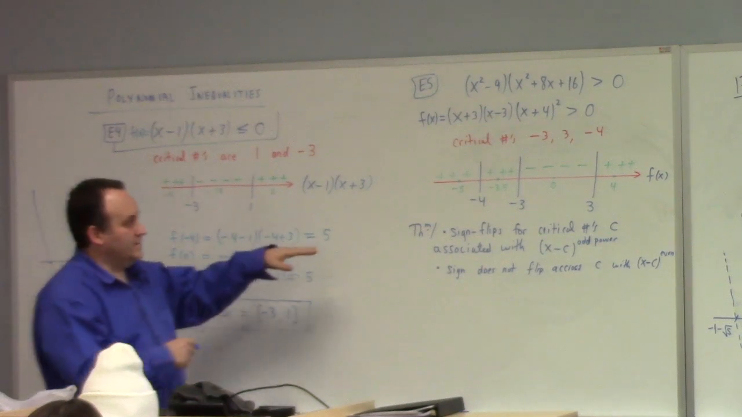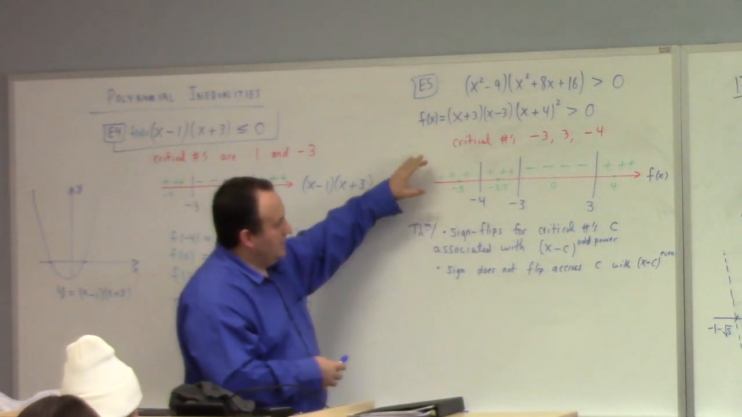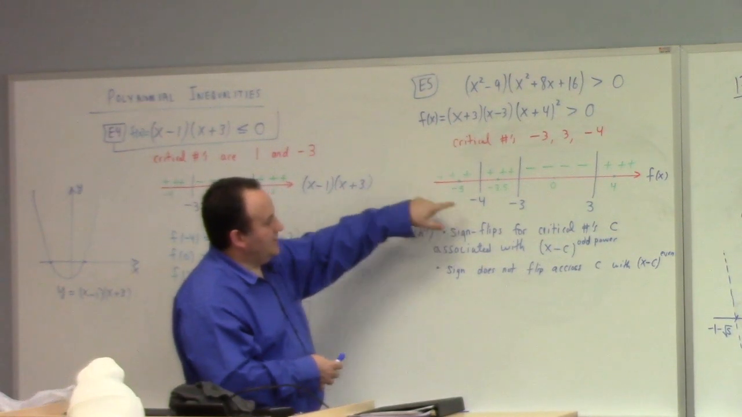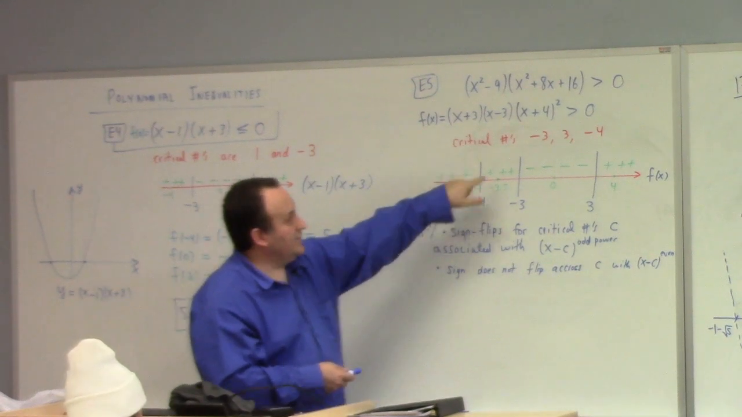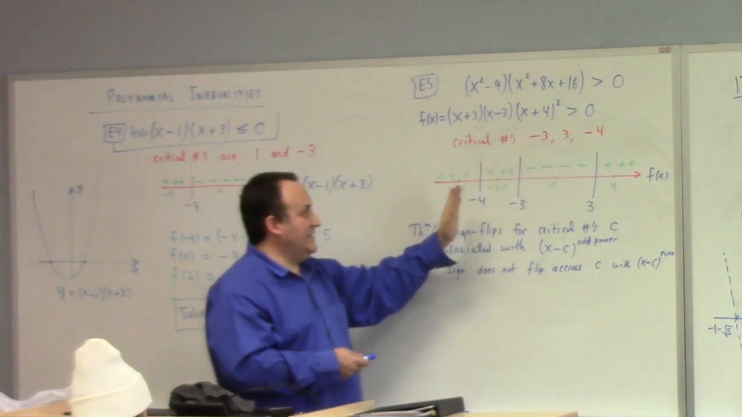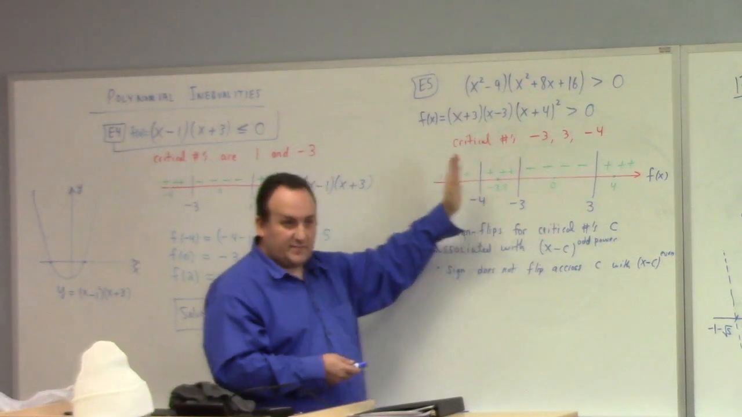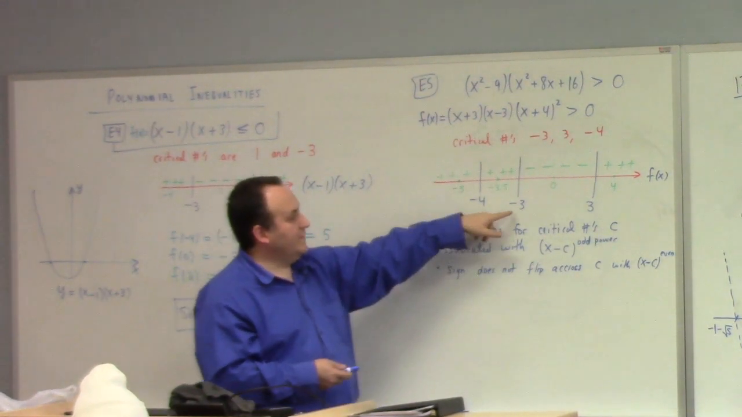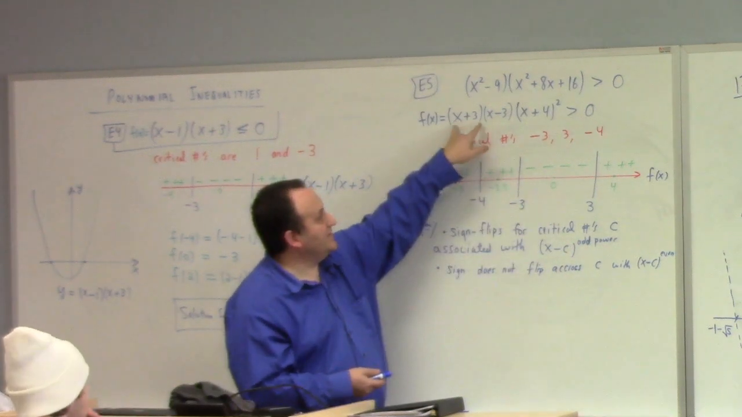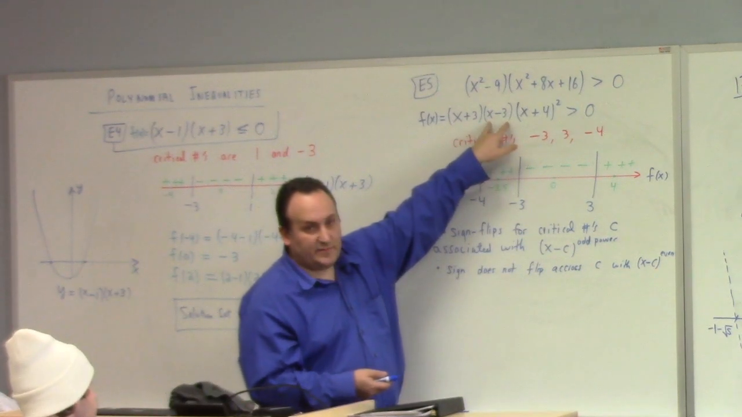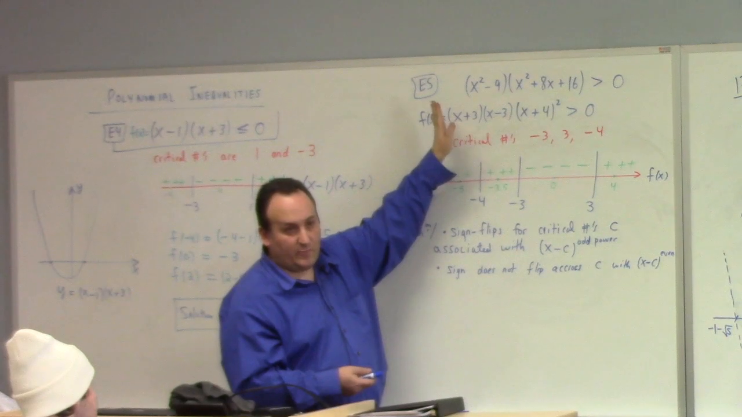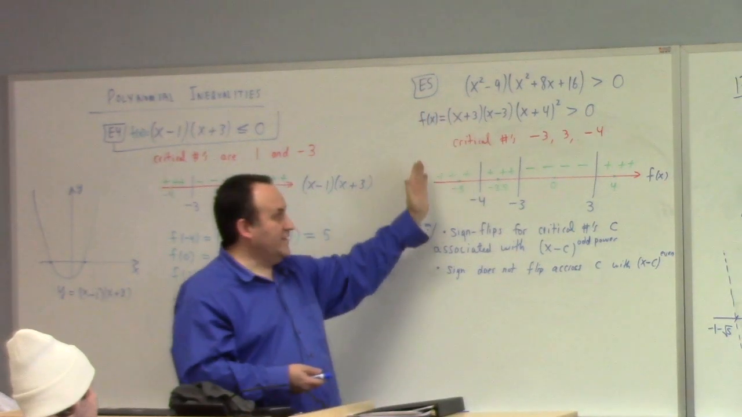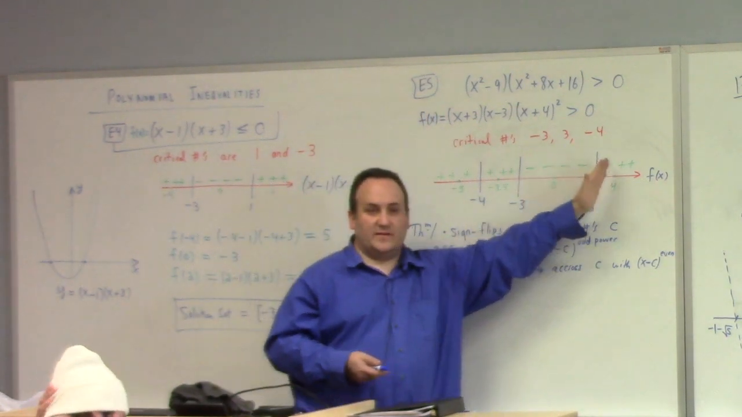Notice that minus 4 corresponds to x plus 4 squared, right? So the sign does not flip across that critical number. It stays plus. See that? But on the other hand, minus 3 and plus 3 correspond to x plus 3 and x minus 3, and those are to the power 1, that's odd. You see you're going from plus to minus, or from minus to plus. There's a sign flip.